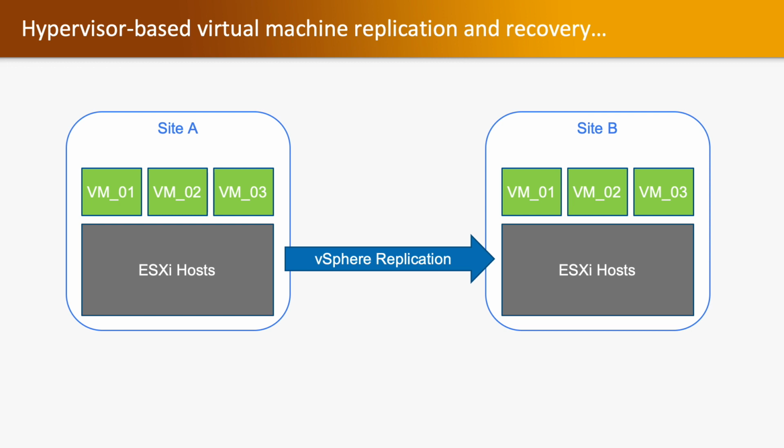vSphere Replication is a hypervisor-based virtual machine replication and recovery method. It means you have an ESXi host in site A and there are multiple virtual machines running on that ESXi host, and you want the same copy of those virtual machines in a different site. What will happen? You will replicate the data using some methods. So vSphere Replication provides that replication methodology, which will replicate all the data based on the ESXi host in site A to site B, and you will have the same instances of the virtual machine in site B.